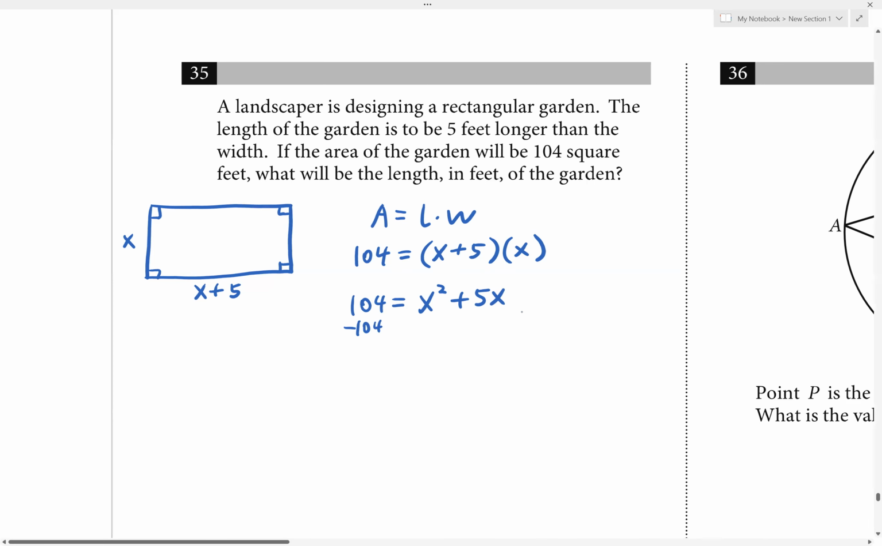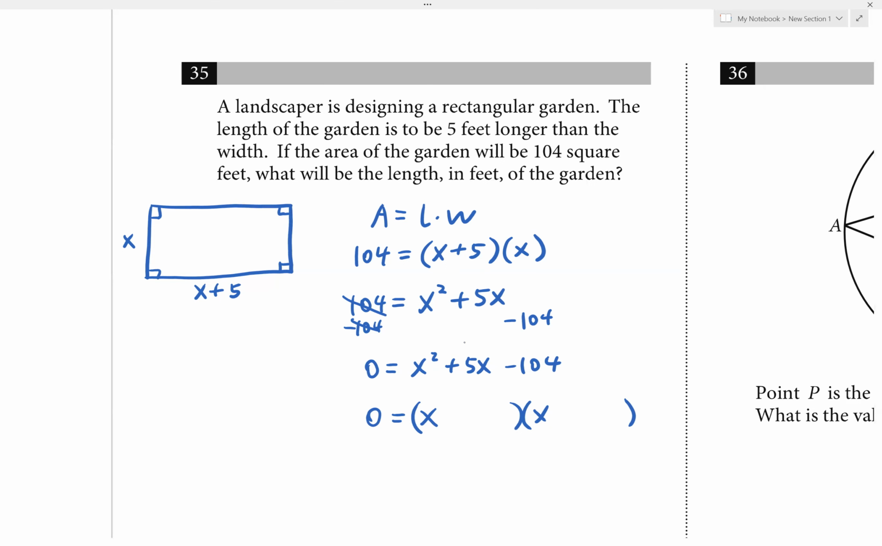So we want to move over the 104, minus 104 on both sides. You get 0 equals x squared plus 5x minus 104. And then we can just go ahead and factor this. The first term is x squared, so it'll be x and x. And we're looking for two numbers that multiply to negative 104 and add to positive 5. If you try in the calculator, I think it should be 13 and 8.